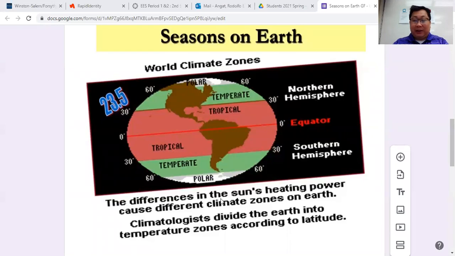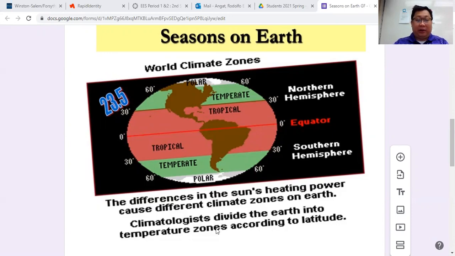The differences in the sun's heating power cause different climate zones on Earth. We have three general climate zones. We have tropical, both north and south of the equator, temperate, both north and south of the equator, and polar, both north and south of the equator. The equator is located at 0 degree latitude. So this is the equator right here.